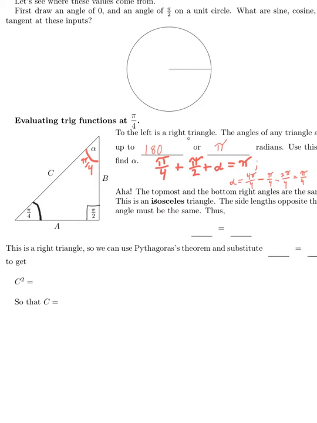So, two of these angles are the same. That angle is the same as that angle. So this is a so-called isosceles triangle. That crossed out S is a really weird typesetting error. I'm not sure how that happened.